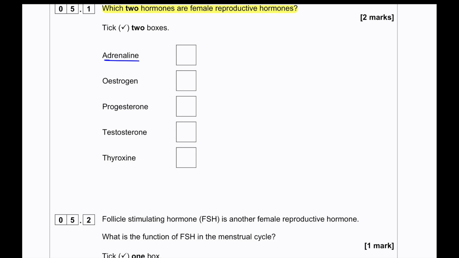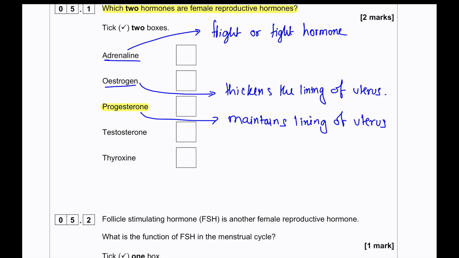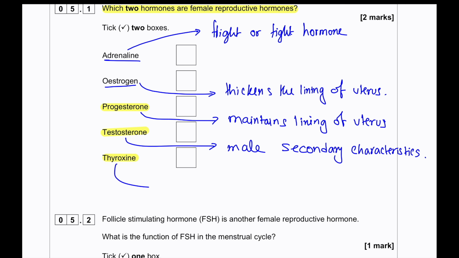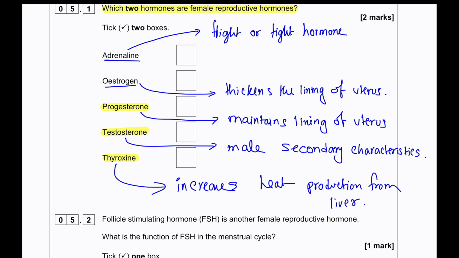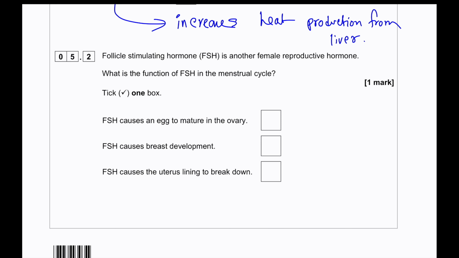So adrenaline is a fight or flight hormone. Estrogen thickens the lining of the uterus. Progesterone thickens and maintains the lining of the uterus. Testosterone is a male hormone, and it develops male secondary characteristics. Thyroxine, released by the thyroid gland, increases heat production from the liver. So from this we can see estrogen and progesterone are female hormones because they are involved in the lining of the uterus. Follicle stimulating hormone is another female reproductive hormone.